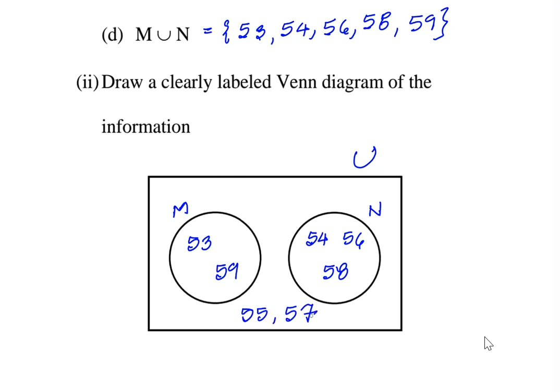All right. So this would be a Venn diagram of my information. Please note that there are no elements common to both M and N. Therefore, the two subsets M and N are separated. If you had common elements between M and N, you'd have to overlap the two sets. But if there are no elements which are common, the two sets are disjoint and you must separate them.